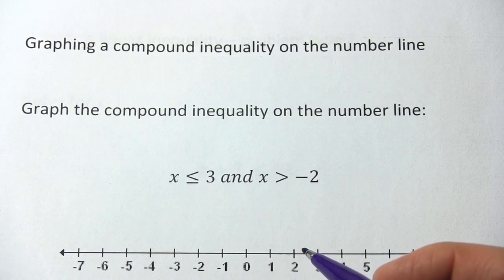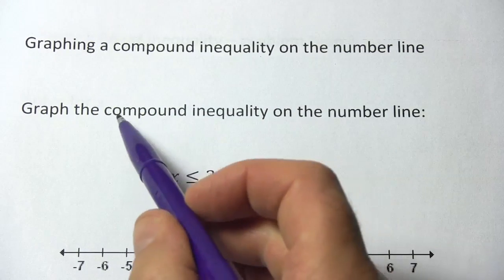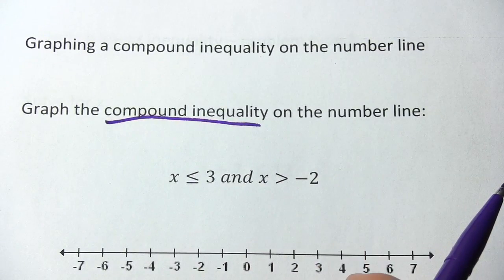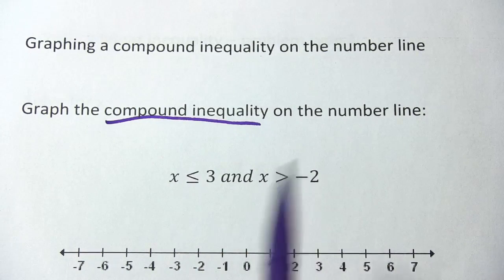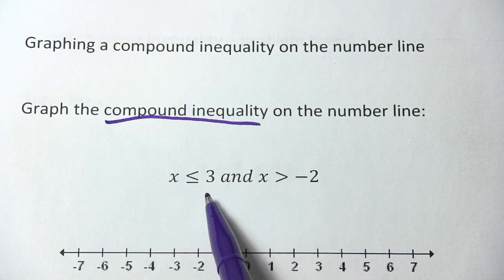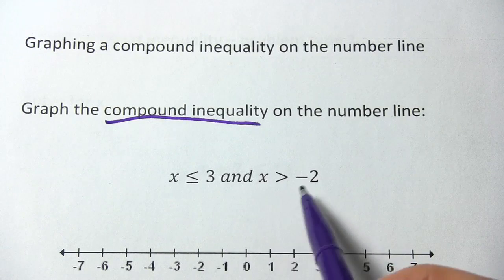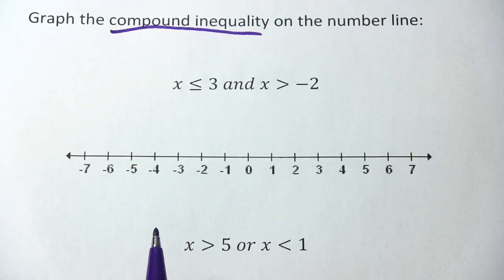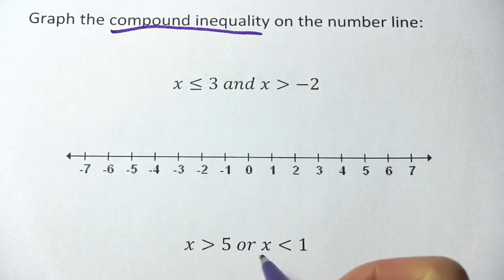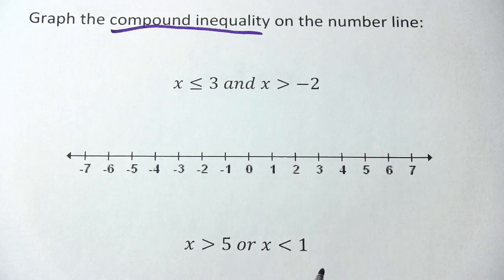In these problems, we need to graph compound inequalities. What's a compound inequality? Well, compound means it just has more than one part. So you can see in this first one, we have x is less than or equal to 3 and x is greater than -2. That's one type of compound inequality. Another type is this one, where instead of and, you have or.